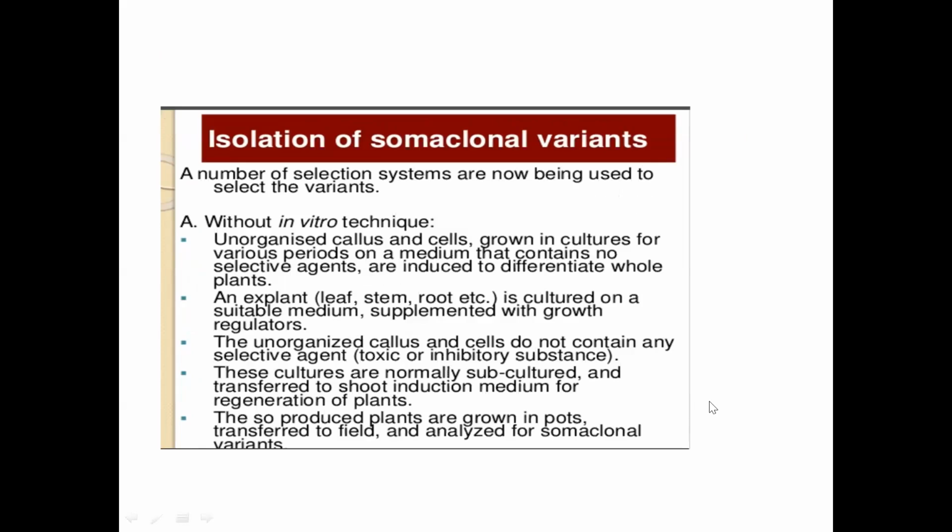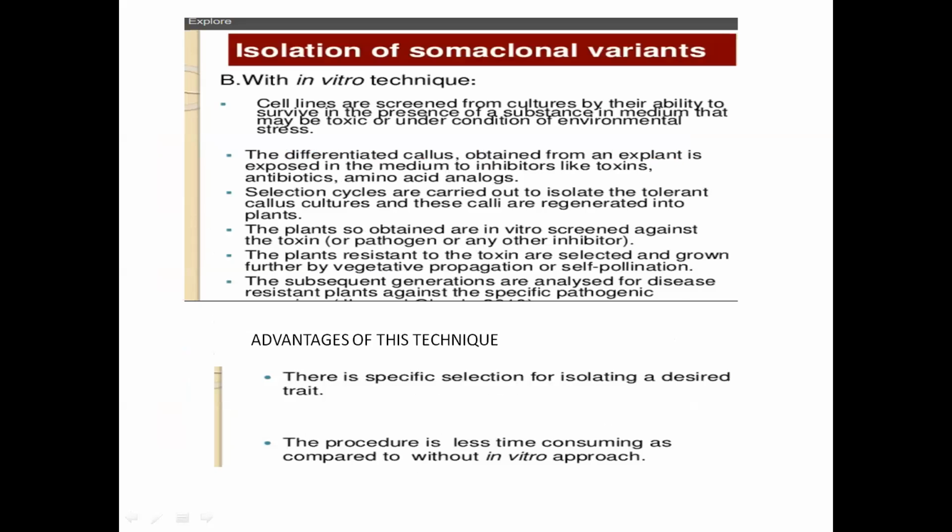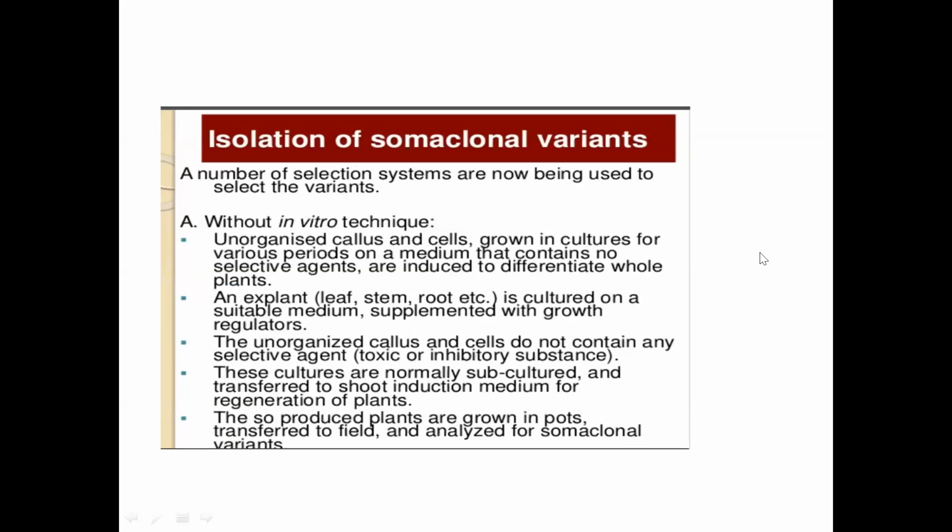You have a variety of cell callus culture. How are you going to isolate them? How are you going to find out, isolate somaclonal variants from a group of calli? So you can use without in vitro technique and with in vitro technique. You have two techniques. Without in vitro technique is that you use the callus, unorganized callus grown in the cultures that contains no selective agents.